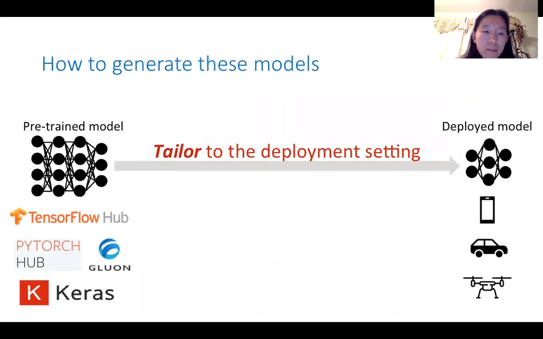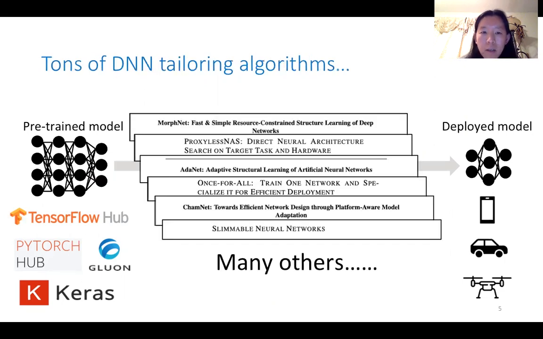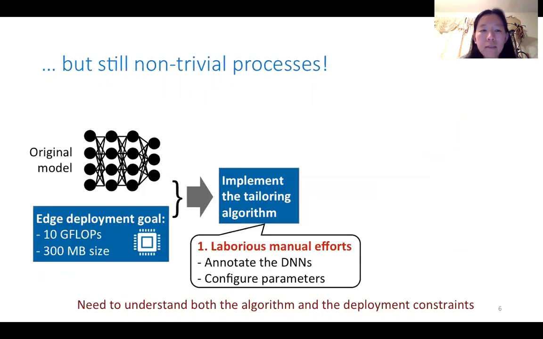A common practice is to start with a large pre-trained model and then tailor to the deployment setting. Quite often, that means shrinking a large model to something smaller. There have been a lot of algorithms for that purpose. But that's not it. The actual process is still very involved.